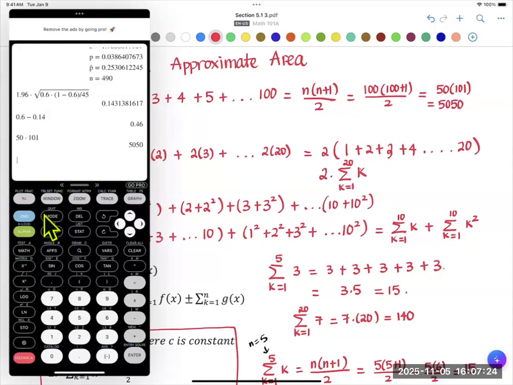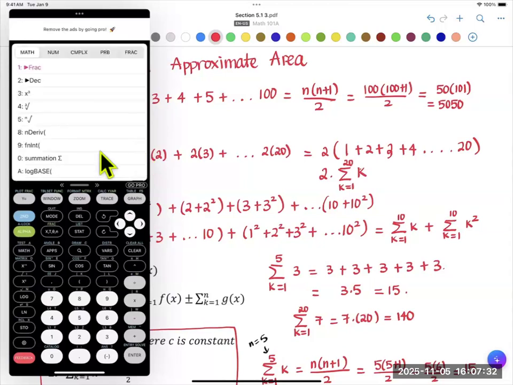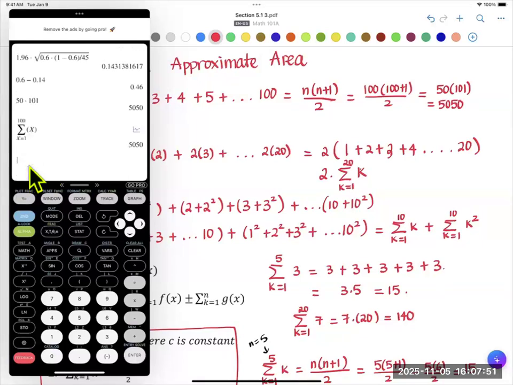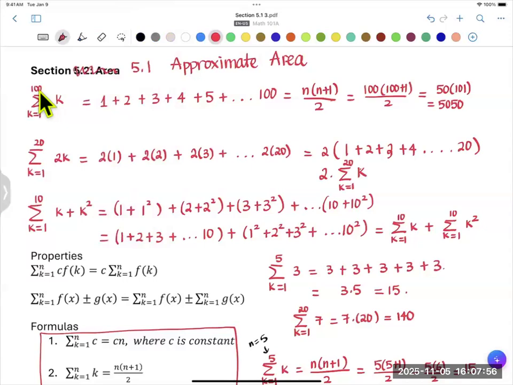Okay, if you have a TI-84, you can also confirm your answer using the TI-84, where you go to math and then go to the summation down here. It will give you x equals 1 to n, in this case 100, and because we use the variable x, here it will be x, and then we enter, and we will have 5050. Okay, so the summation from k equals 1 to 100 of k is 5050. So the formula is verified.